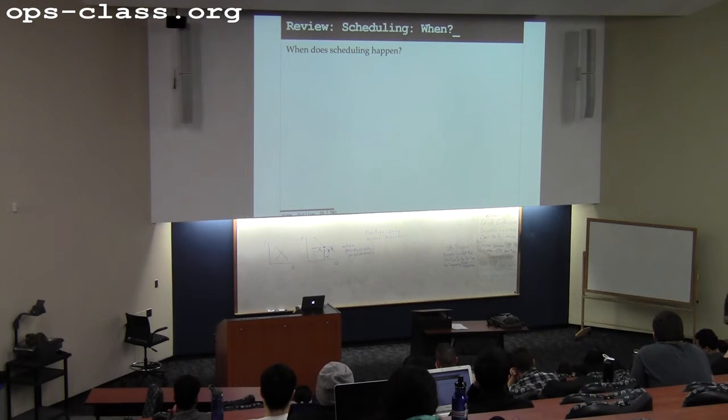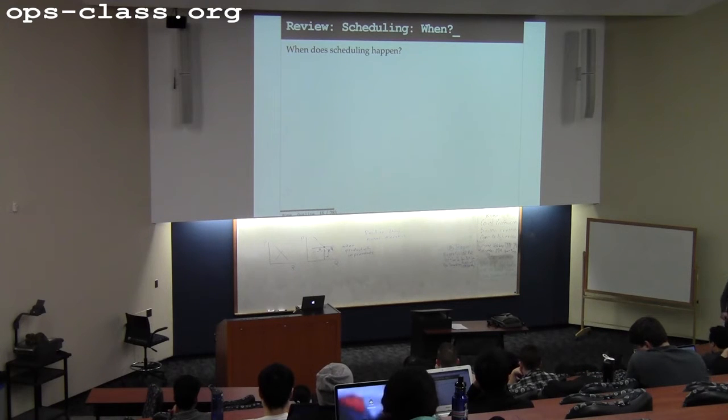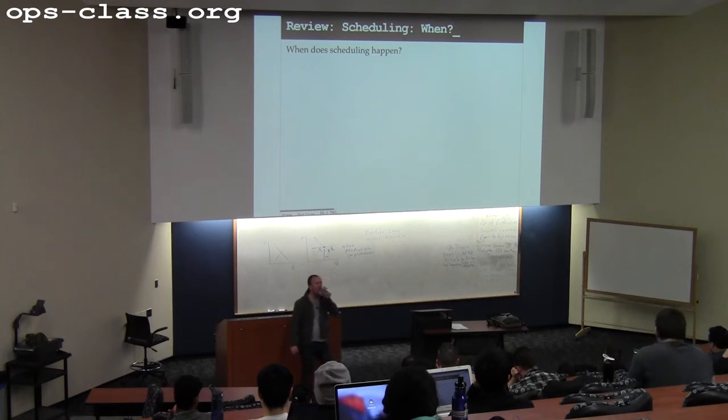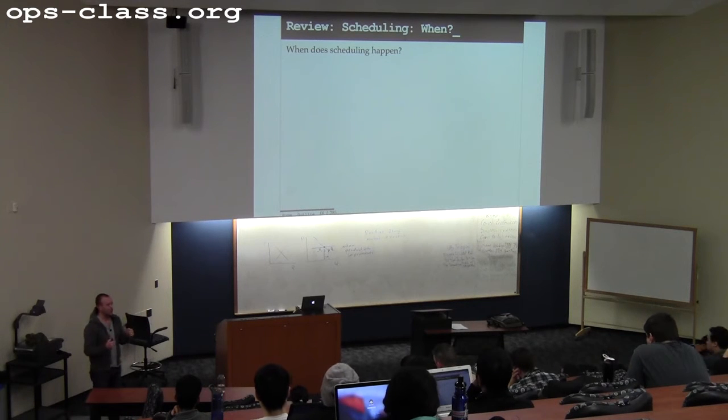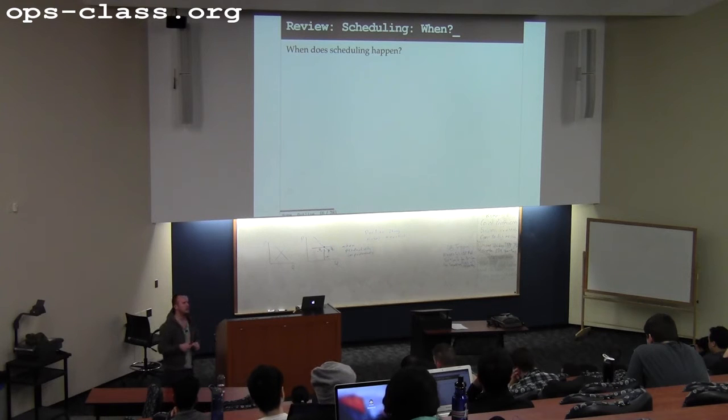So when does the kernel have an opportunity to schedule CPU cores? When does this decision get made? Let's put it this way. When can the decision get made? Prajesh. Well, okay, that's one of the cases, right? So if the current thread exits, clearly there's a core that's now free. What else? What are other cases?